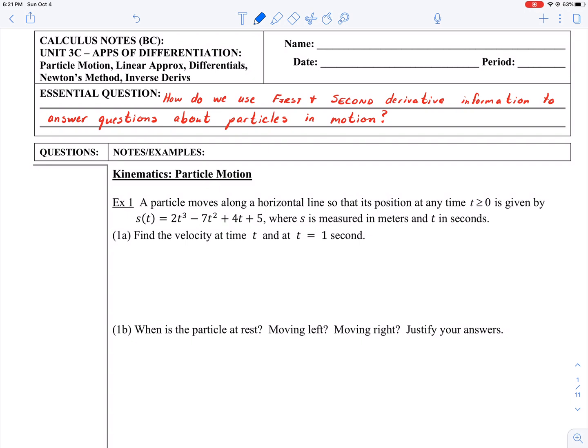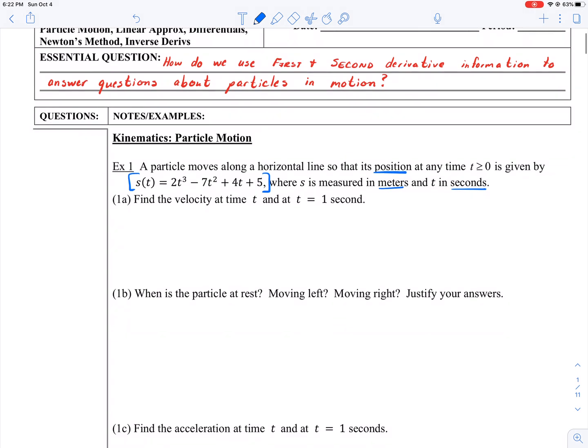This particle is moving along a horizontal line, and we're going to be dealing with time here. So its position at any time is given by this equation. We generally use S to indicate position, then we'll use V for velocity and A for acceleration. Again, take note in the prompt that the unit is in meters and seconds, because obviously that is going to come into play.